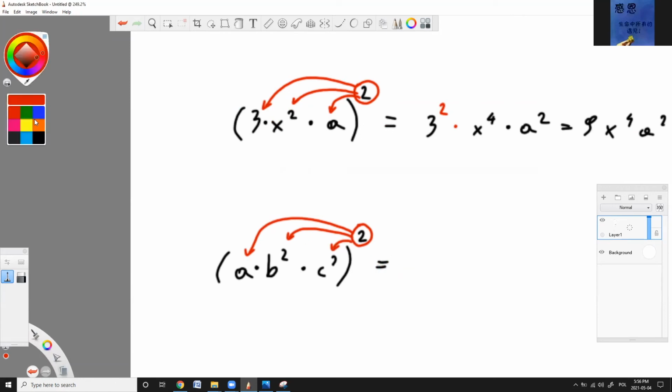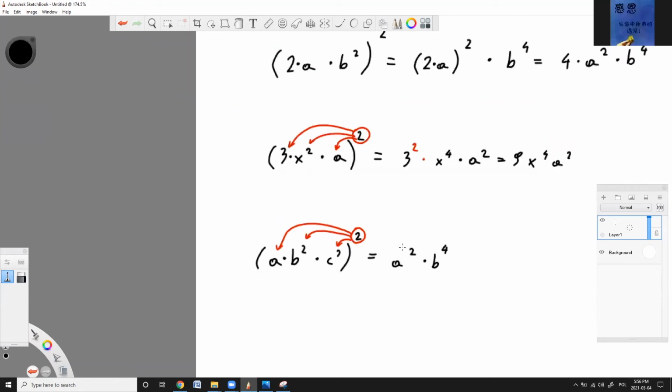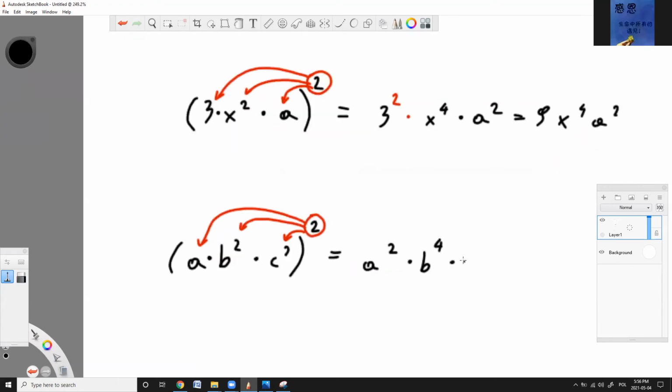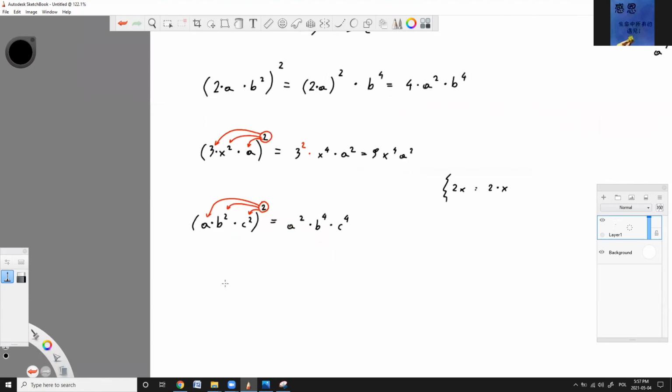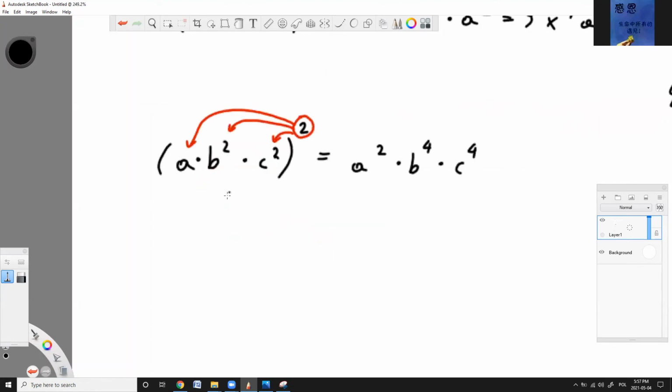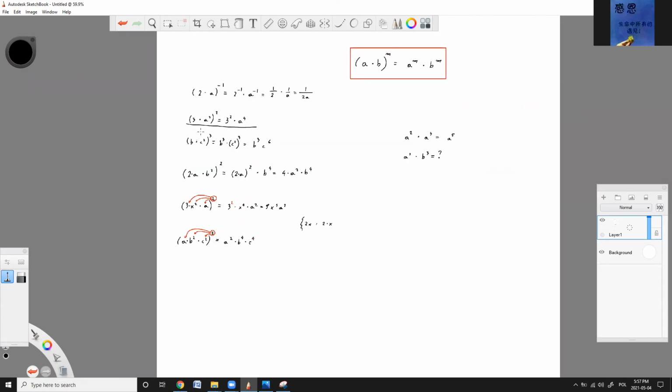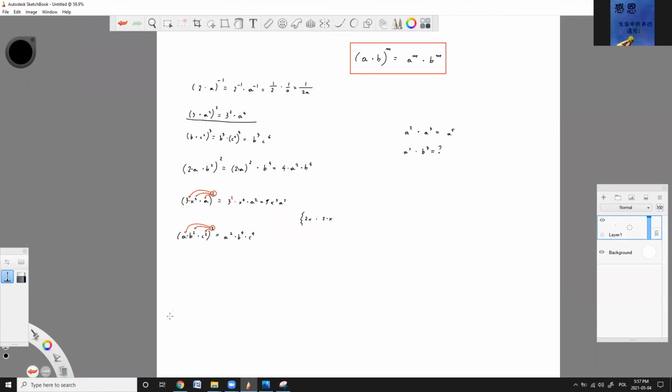So try, Linlin. It will be equal to a squared, times I think b to the power of 4, right? Exactly. And then times c to the power of 4 as well. 4 as well, right? Because you apply the exponent to each and every term. So very often it will be useful when one is a variable like x or a or b, and the other one is a number, like we did a few examples in here. But yeah, that's the concept.